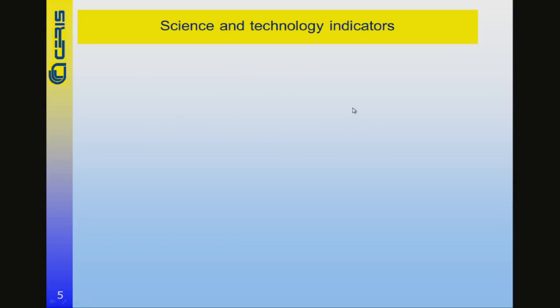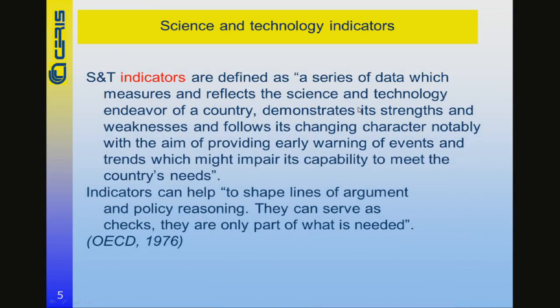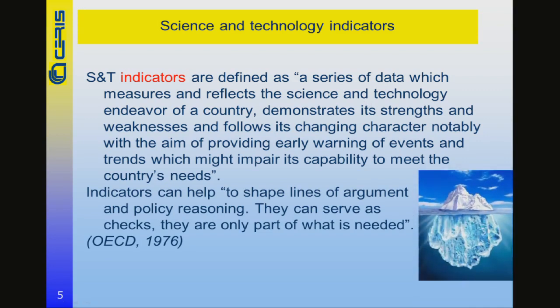Just to make clear how we define indicators. Indicators in the area of science and technology are defined as a series of data which measures and reflects the science and technology endeavor of a country, demonstrates its strengths and weaknesses, and follows its changing character, notably with the aim of providing early warnings of events and trends which might impair its capability to meet the country's needs. Indicators can help to shape lines of argument and policy reasoning. They can serve as checks. They are only part of what is needed. Usually when we talk about indicators, we use a metaphor: with indicators, we measure the tip of an iceberg, and given that we know more or less the relationship between the emerged and submerged parts, then we understand something.